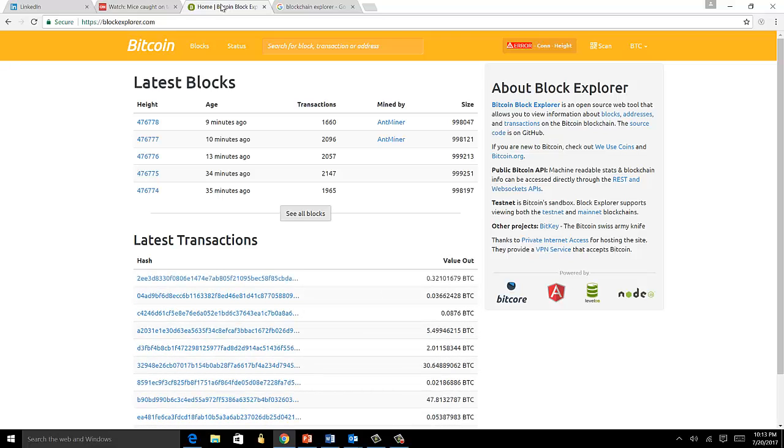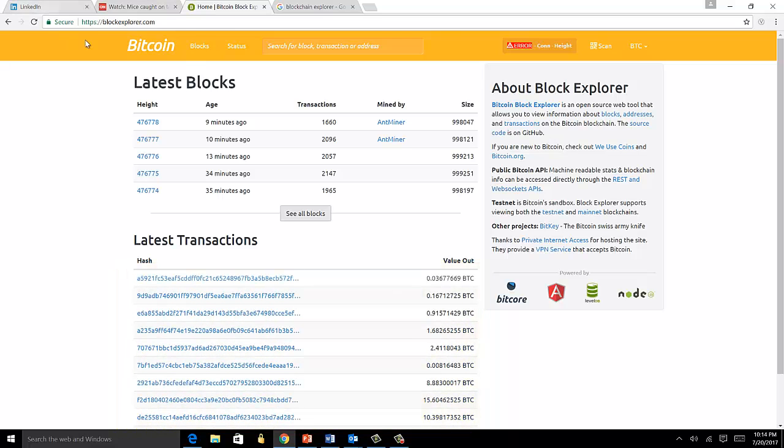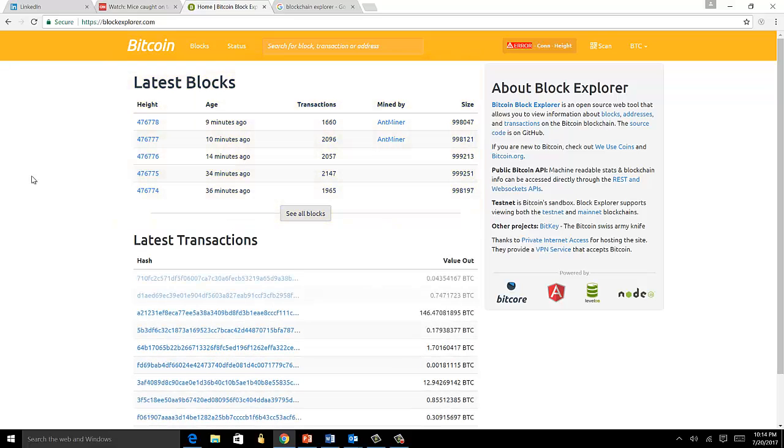So on the screen right now, you have a blockchain explorer from blockexplorer.com. If you look at the screen, you see the scrolling column. Those are the transactions that are happening right now on the Bitcoin network. And what do you see up here? These are the blocks. These are the blocks that are being mined by different nodes on the network. So the last block mined on the Bitcoin network was block 476778.